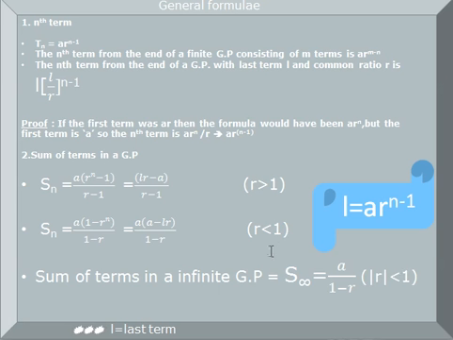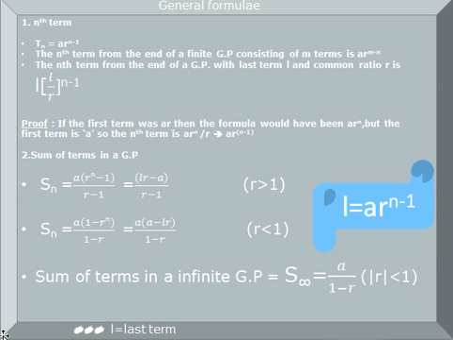Now let's see the sum of n terms when r is less than 1, or when we are dividing. It is a into 1 minus r to the power of n divided by 1 minus r. So it's the same formula, but we have reversed these terms. We have multiplied this with minus 1, and again we get this formula. We have to find that from this. It's not a big thing.